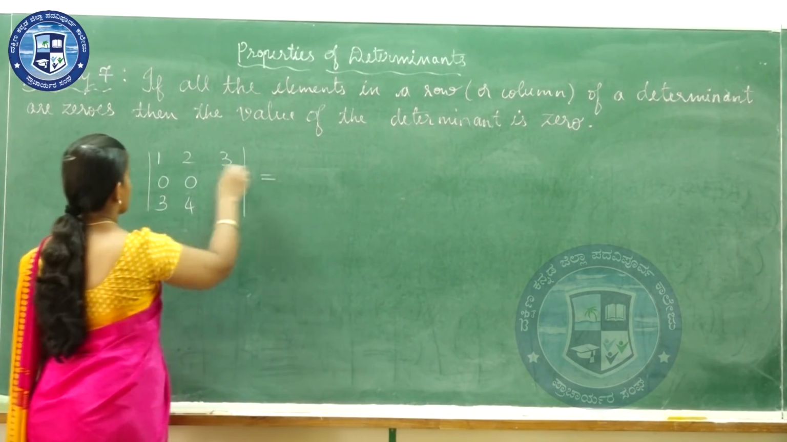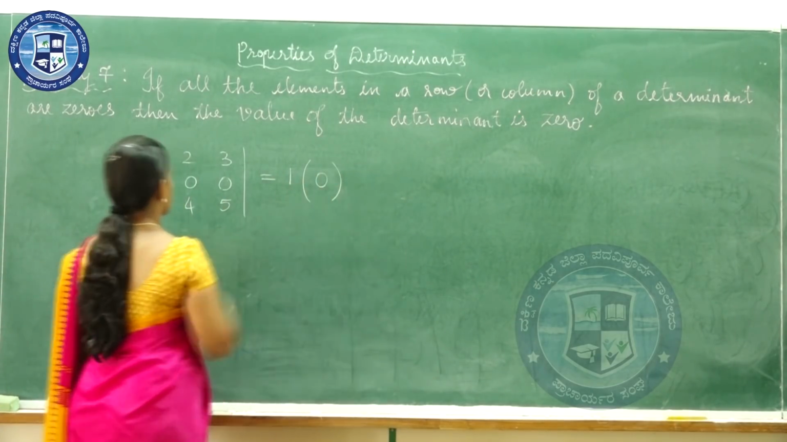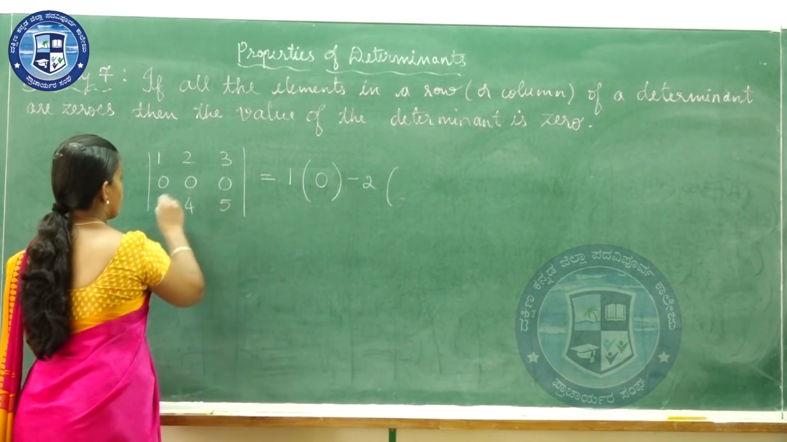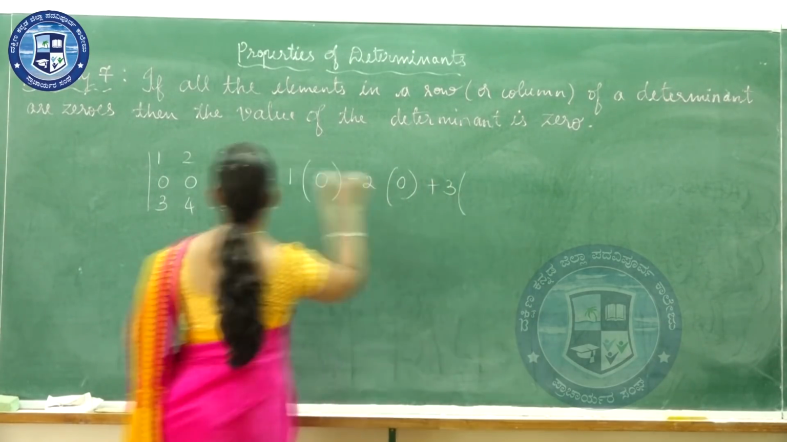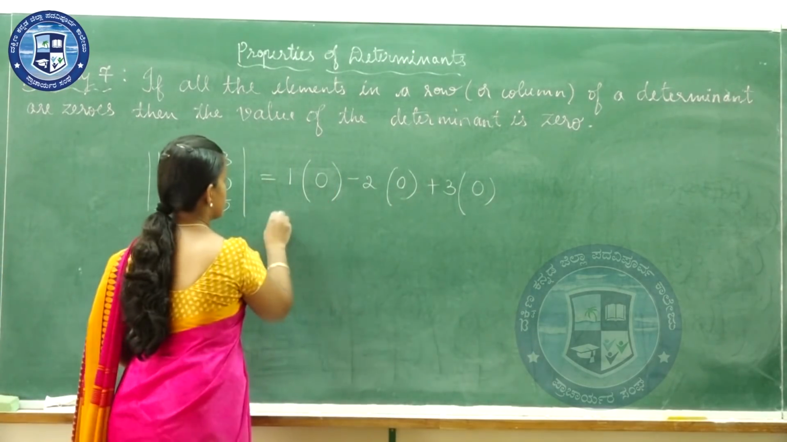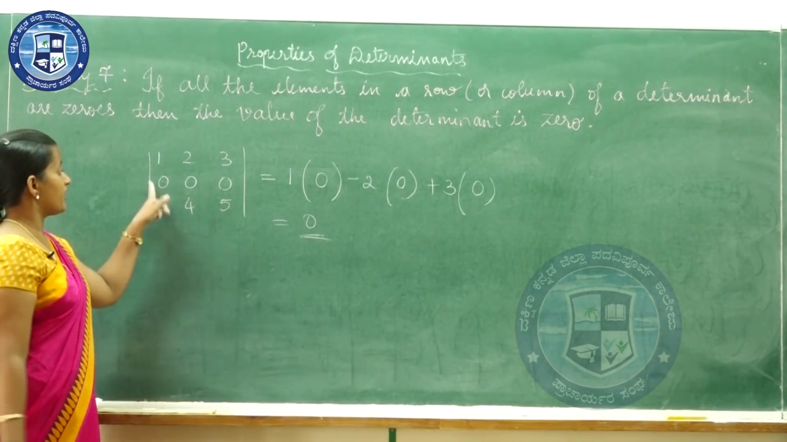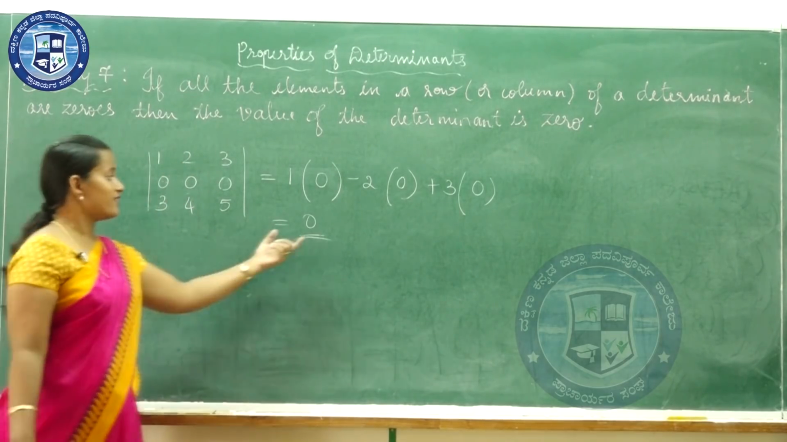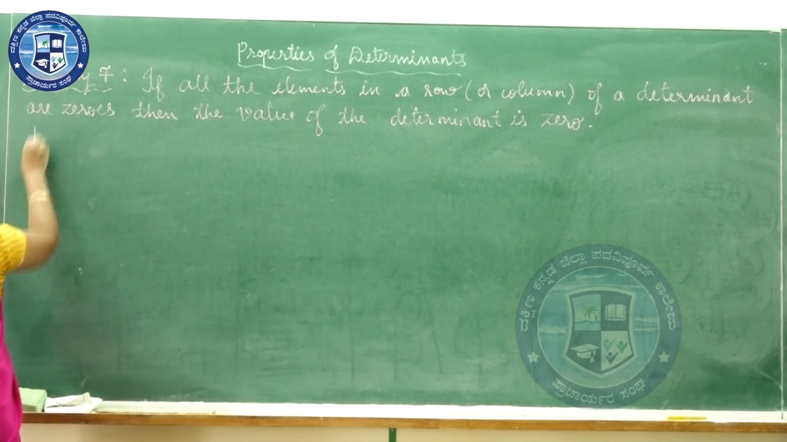So let me expand this. What will happen? 1 into 0 minus 0, that is 0, minus 2 into 0 minus 0, that is 0, plus 3 into again 0 minus 0, that is 0. So 0 into anything is 0, you add any number of zeros, answer is 0. So if any row or column is completely filled with zeros, then the value of the determinant is also 0. Let us now prove this. Proof.